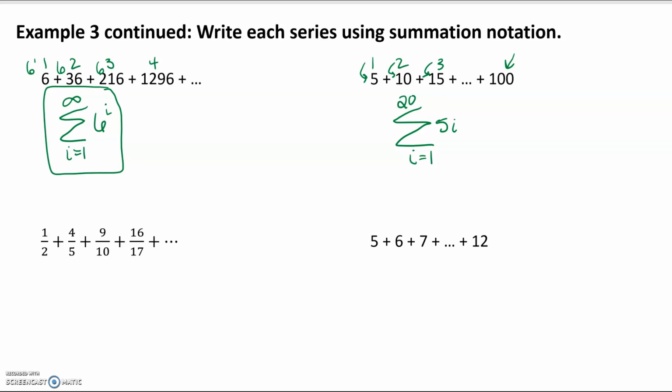Okay, down here I have 1/2, 4/5, 9/10, and 16/17. So right away I'm seeing that the top is one less than the bottom, so that's going to help me when I'm writing my rule. Okay, I'm starting with my first term. I'm going to a dot, dot, dot, so I know that's infinity on top. And I want to know how those are related to that term number. So I have i on top, it looks like i squared. Okay, and then on bottom I said it was one more than what was on top, so I have i squared plus 1.